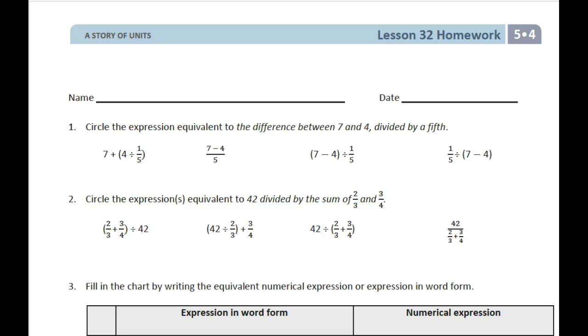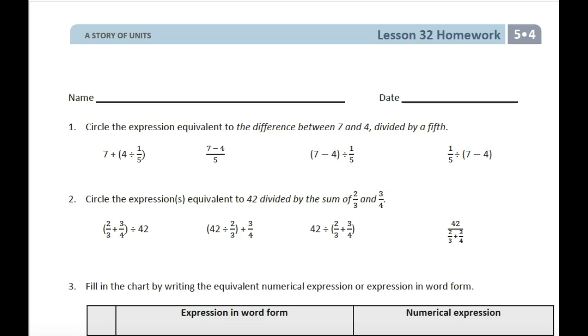Here is the video for lesson 32. This one is the second to the last one for the end of module 4. After this one, you've got some word problems, and then we'll check it all out and see what you remember.